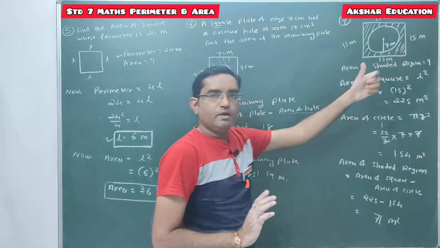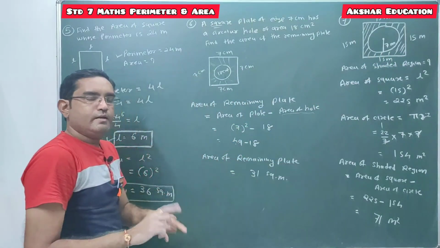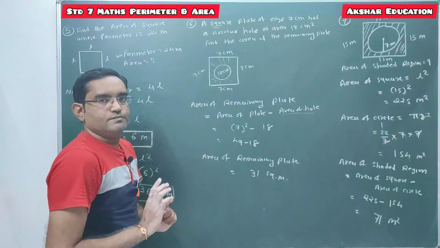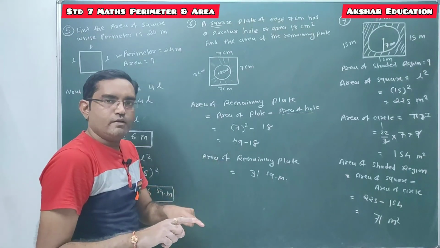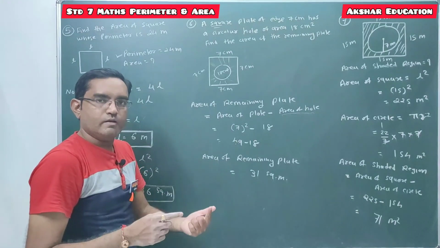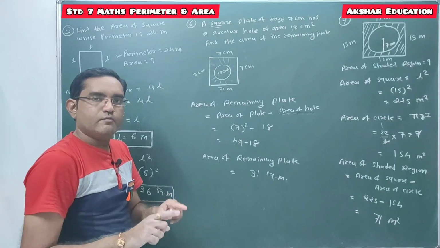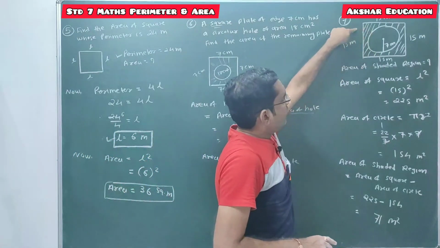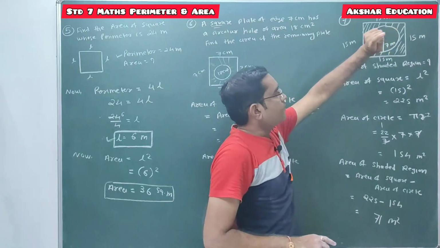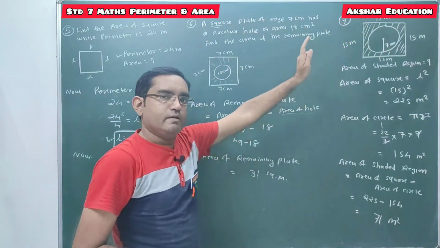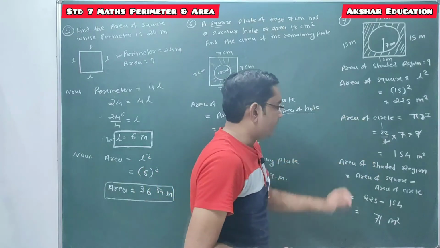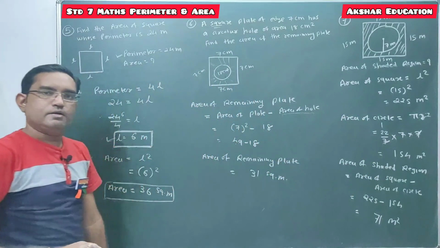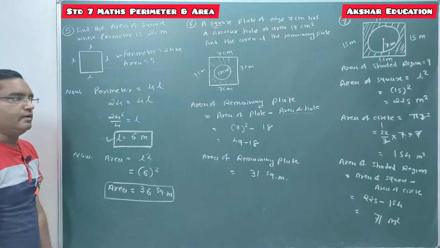Very simple sum is there. You have to apply the formula of square and circle. First find the area of square by using the formula side square. Then find the area of circle by using the formula pi r square. Length and radius of square as well as circle respectively are given. Apply that formula, take the subtraction, you will get the answer. Clear students? Pause the video and note it down.